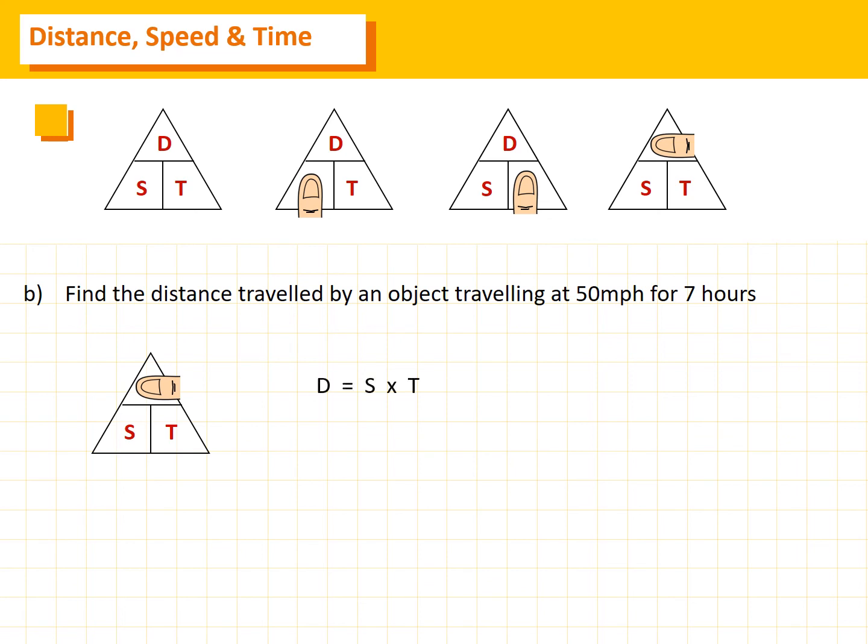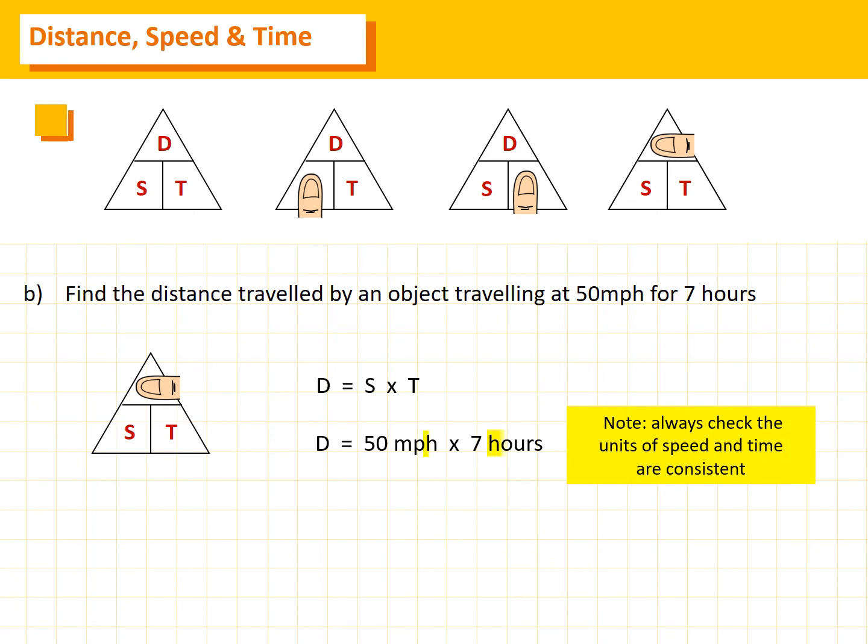We then can simply substitute our values in. Note we just check. Speed is given to us in miles per hour. The time is given to us in hours. So these units are consistent. We can simply multiply the values together. And 350 miles is our answer.